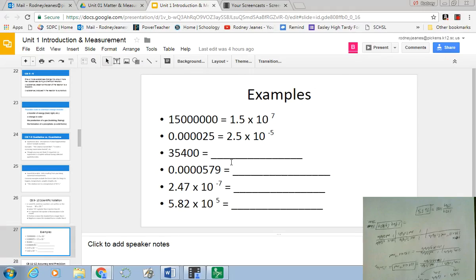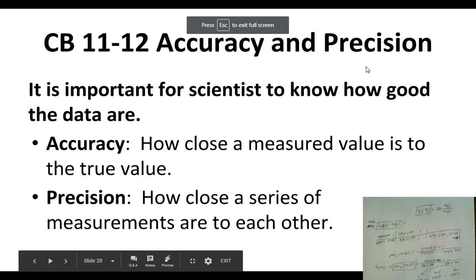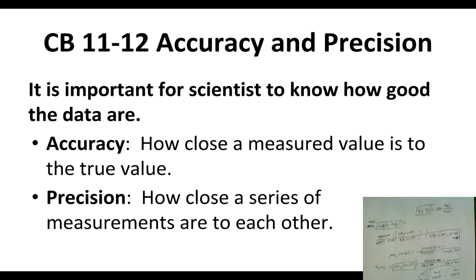Now let's go back to our slides and take a look here. All right, so accuracy and precision. It's important for us to know the difference between these two, and it's important to know how good the data are. That is the correct grammar because data is, in this sentence, plural. So if you substitute the word measurements in there, you'll see that that would be correct.